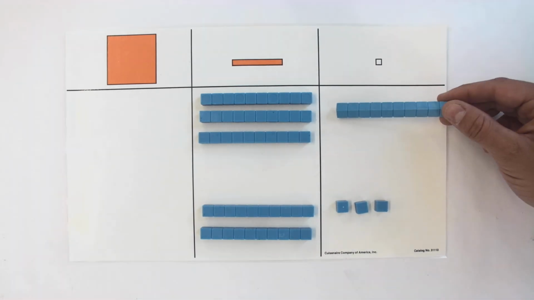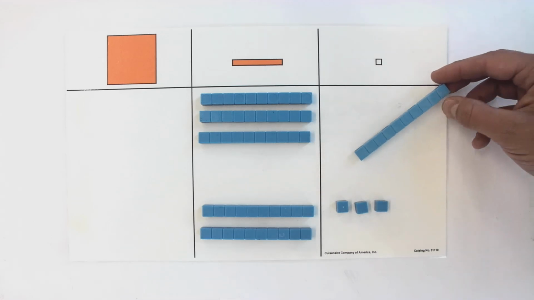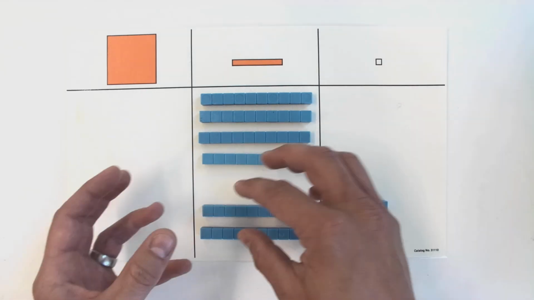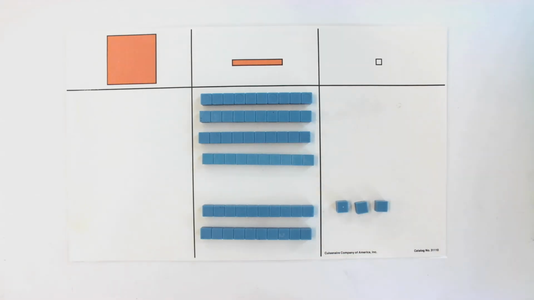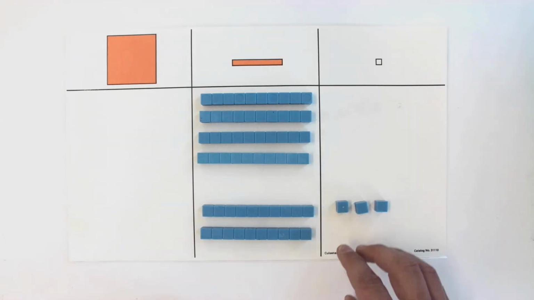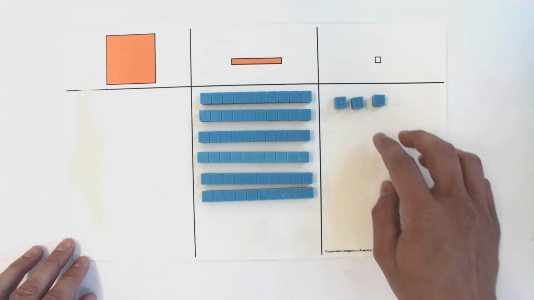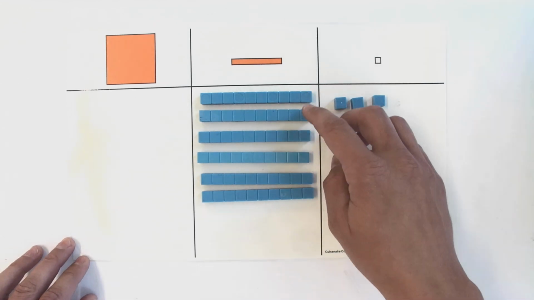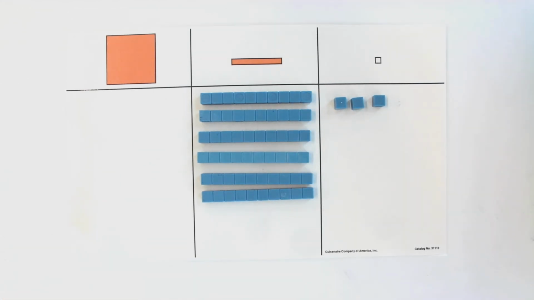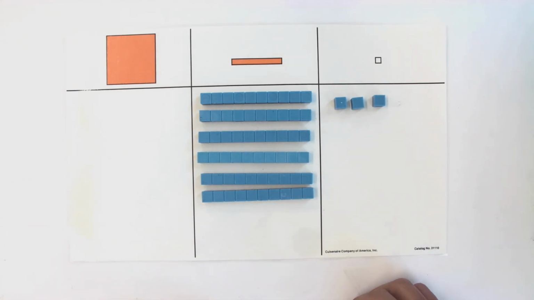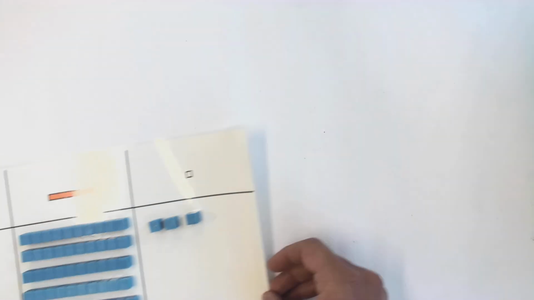But then this piece no longer belongs in the 1s column. This needs to move over to the 10s column. So we've regrouped that set of 10 1s as 1 10. Now we can combine all of these pieces into one group. You can see we have 3 1s and we have 6 10s. So we have 6 10s, 3 1s, 63. Again, that's our concrete model.